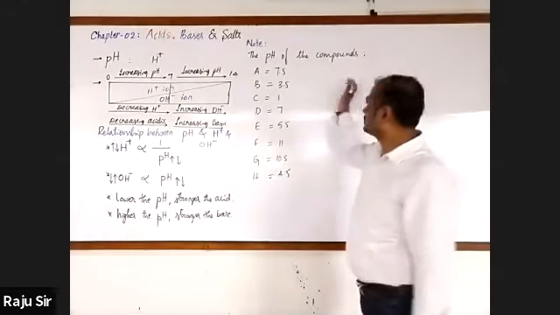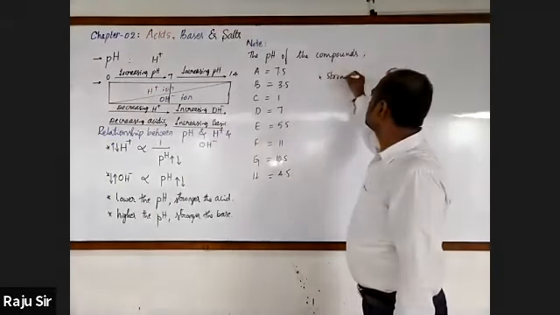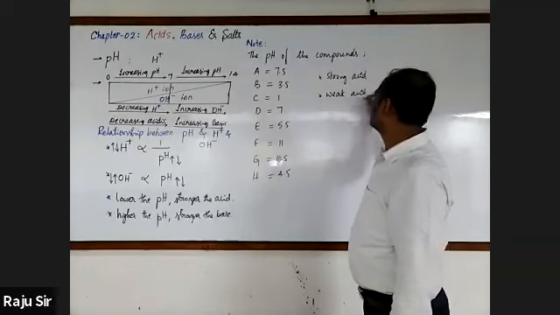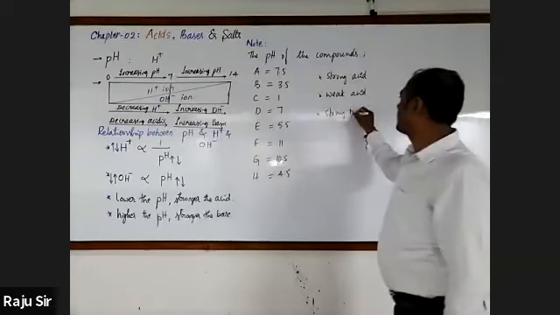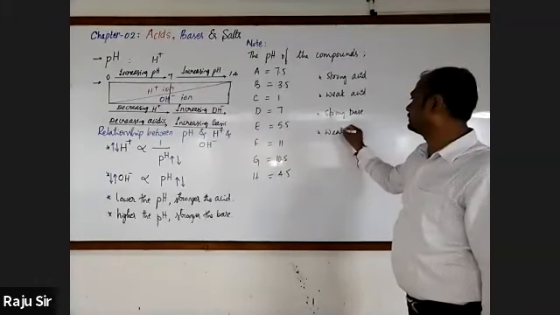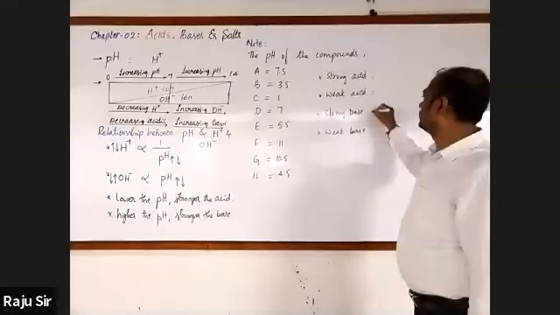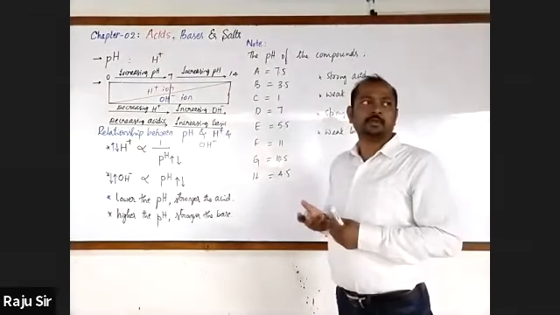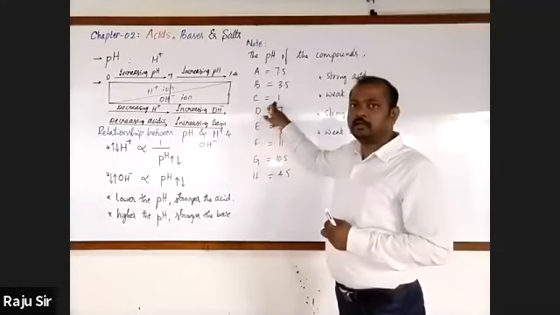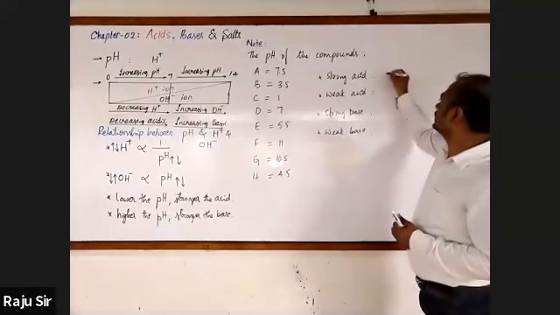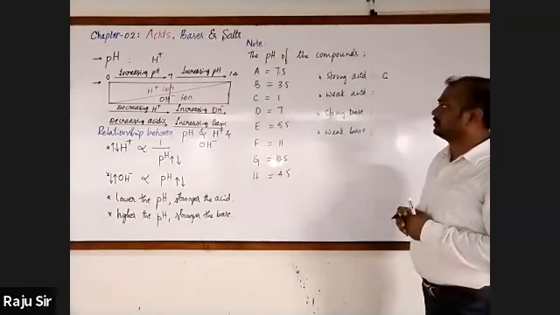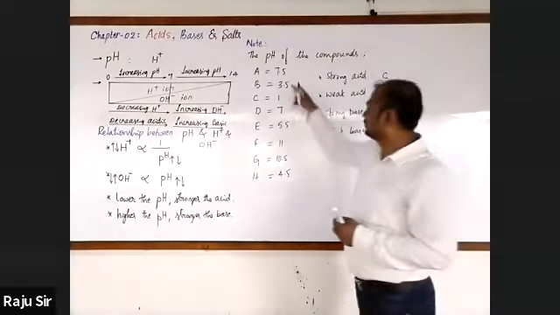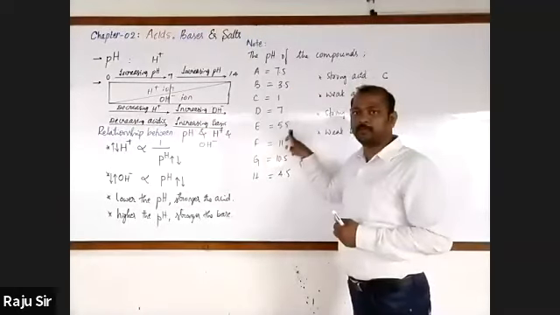Just beside this, you can write strong acid, weak acid, then strong base, as well as weak base. Tell me, which is the strong acid? C, sir. Lowest pH value, it is 1, and it is the compound called C. Weak acid: it should be less than 7 and the highest number. It is E, 5.5.